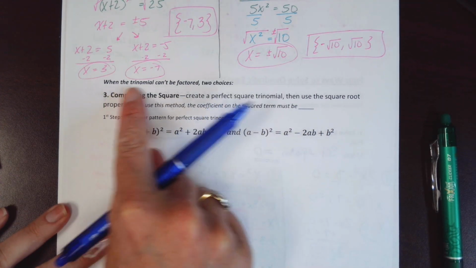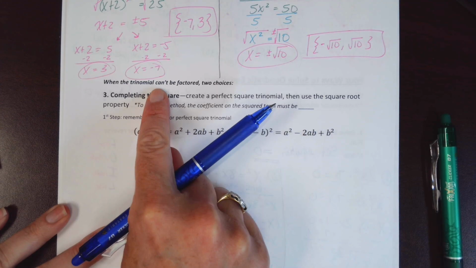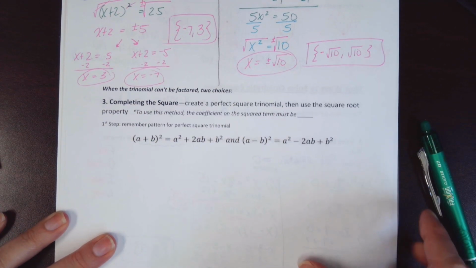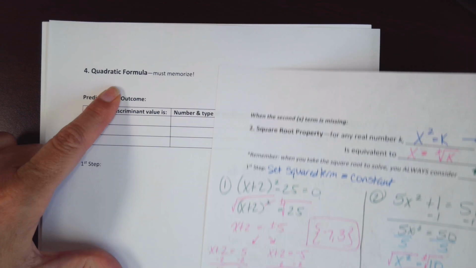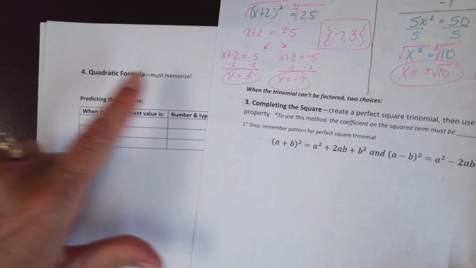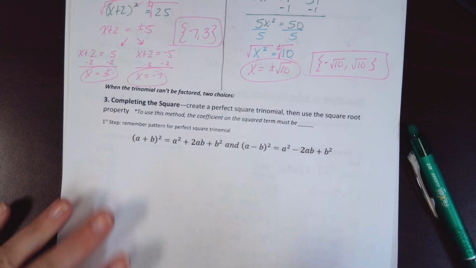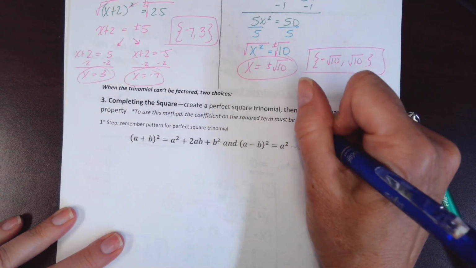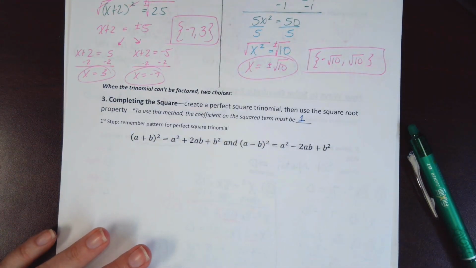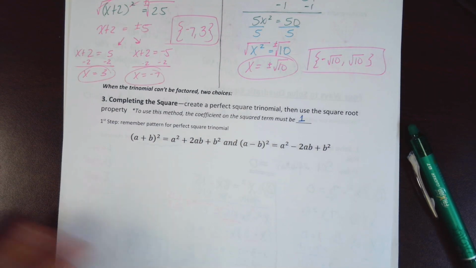Now the last two ways are when you have a trinomial, 3 terms that can't be factored. You have two different choices for how to solve. You can either complete the square, or you can use your quadratic formula. Both of these are things that you're going to do when you have all 3 terms and it can't be factored. Now, if I'm going to complete the square, you have to have a coefficient on the squared term that is 1. If your coefficient on the squared term isn't 1, you can't complete the square.